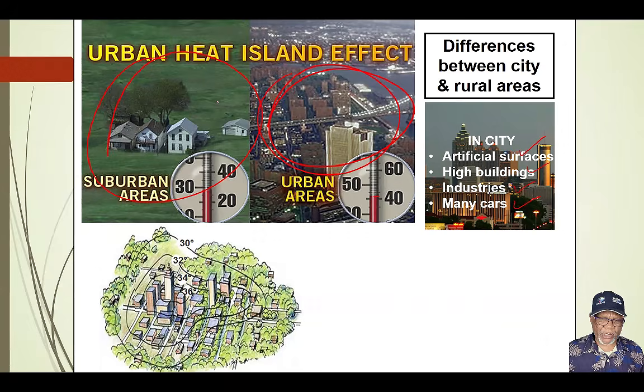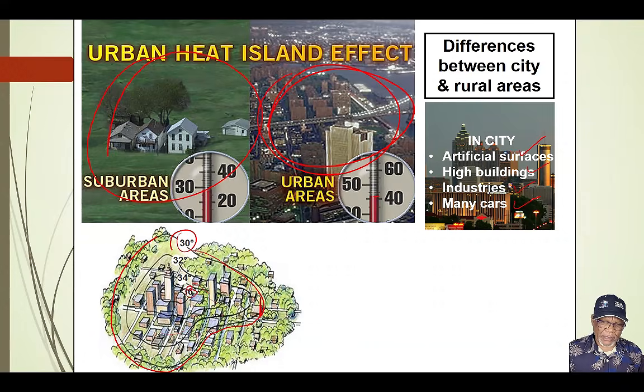So what we are looking at here are the isotherms. What are isotherms? Those are the lines that join places with the same temperature. So if we are looking at this isotherm here and you follow it right around, it shows that the temperatures around here are around 30 degrees. But when you go to the center here, the temperatures are around 36 degrees.